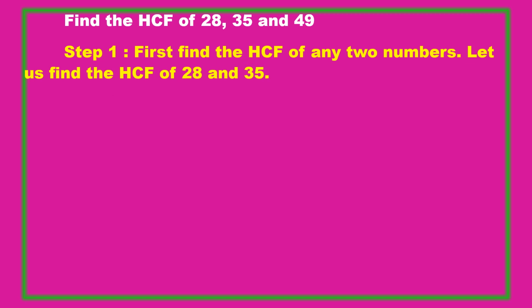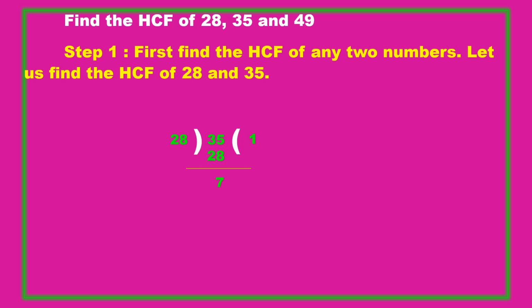So what is our process? We should take the larger number and divide it by the smaller number. Here the smaller one is 28. So divide 35 by 28. 28 once is 28. Your remainder will be 7. You should continue till your remainder is 0.